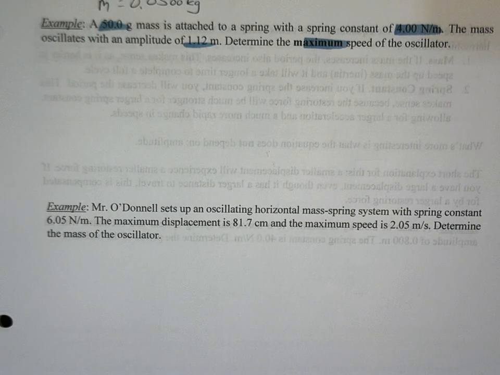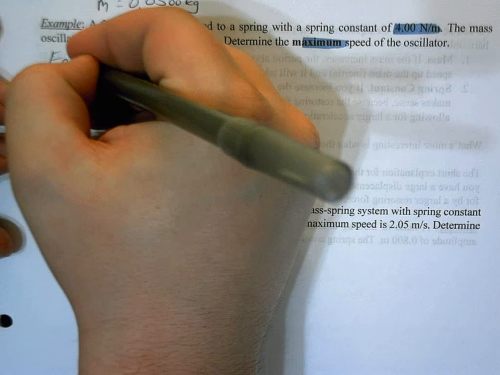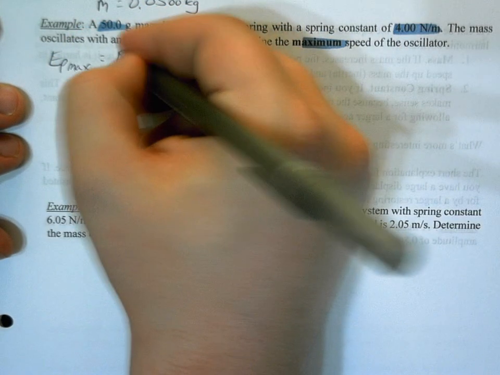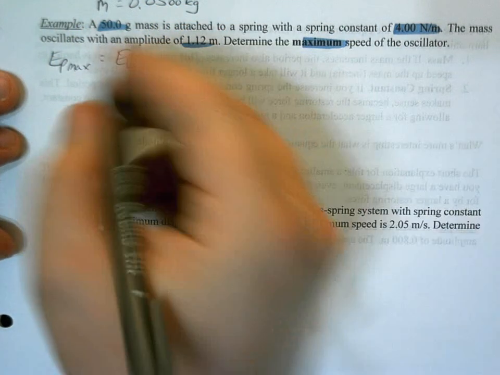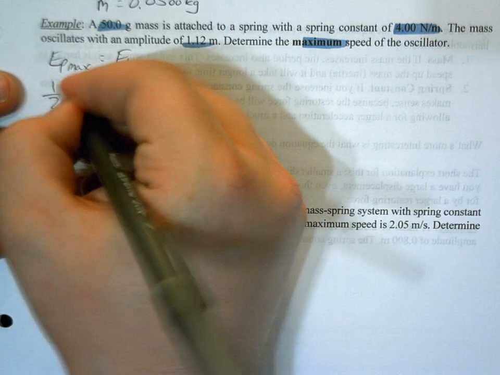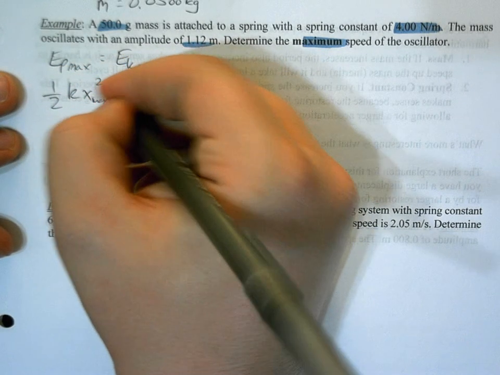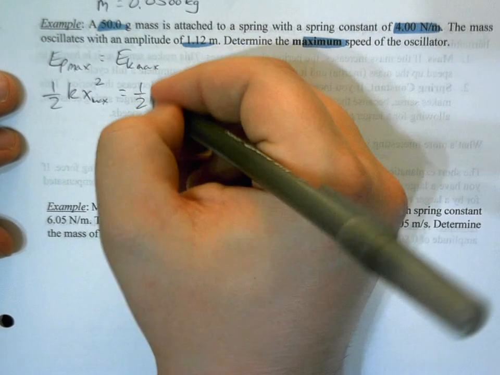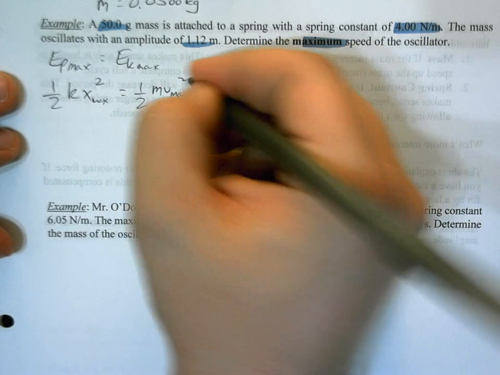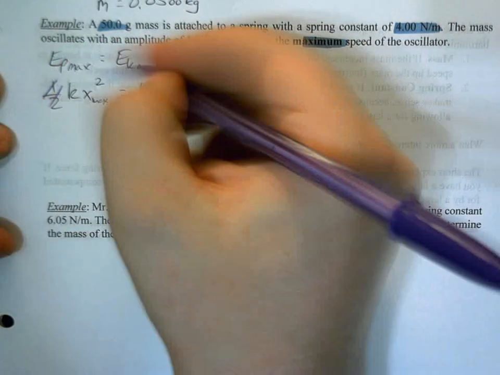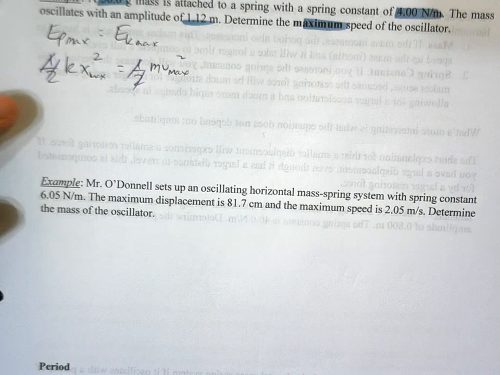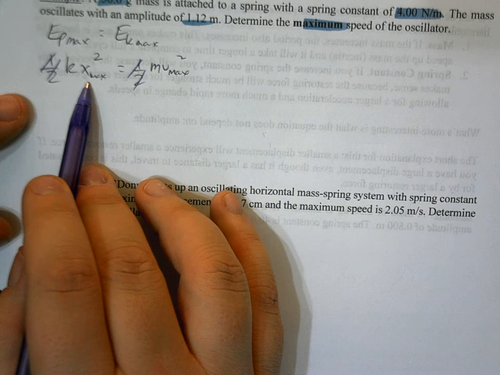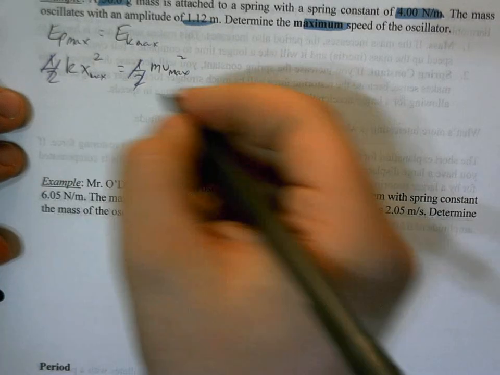Now, you are not given V max equals A times the square root of K over M. Again, we're going to get that using this EP max equals EK max. So EP max is going to be our half K X max squared, and then this EK is going to be our half M V max squared. So again, those halves can take a hike. We don't need them. Now, do you need to change X max to A? No, you can leave it as X max. It's your call, and in fact, I'm going to do that.